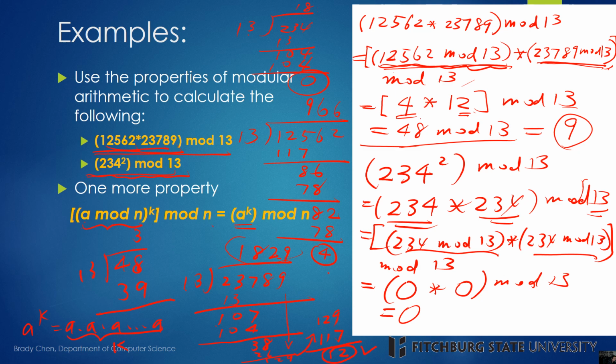Now, what's the advantage of this? Because a mod n should be smaller than n, which mostly should be smaller than a. Definitely smaller than a, right? So this is going to save a lot of work. So this property is very interesting. Instead of doing the power a to the k, multiplying a k times, we do the modulo first, a mod n, and then multiply a mod n k times.